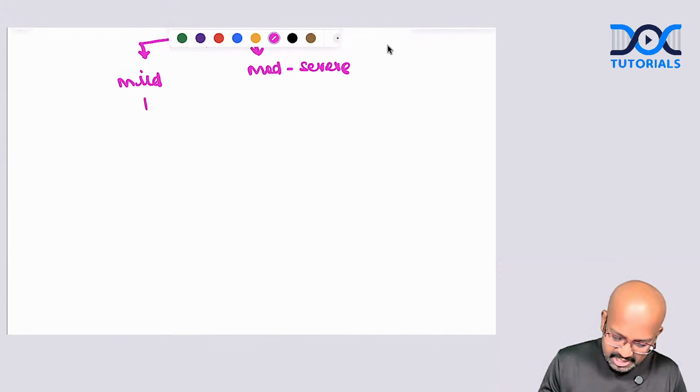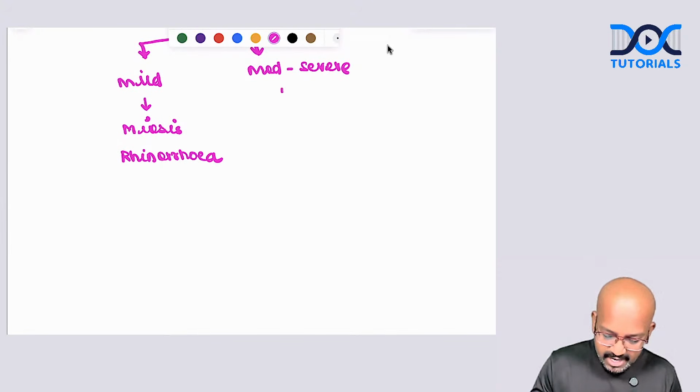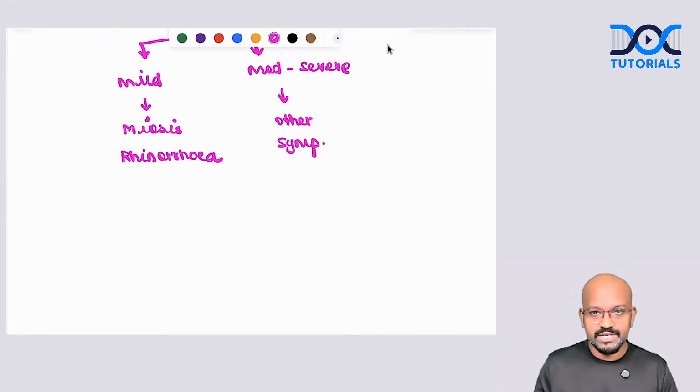Mild means the patient is presenting with only meiosis and rhinorrhea. If the patient is presenting with only meiosis and rhinorrhea, we can classify the patient as mild OP poisoning. If any of the other symptoms are present, the patient might be diagnosed as moderate to severe OP poisoning.